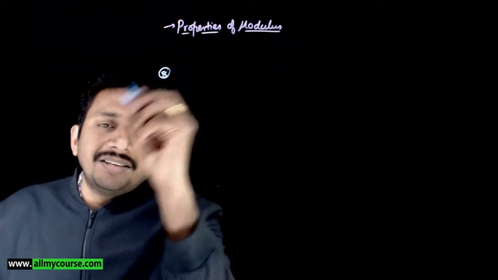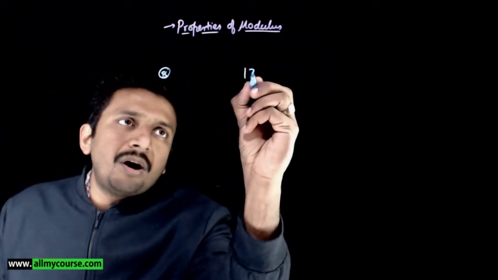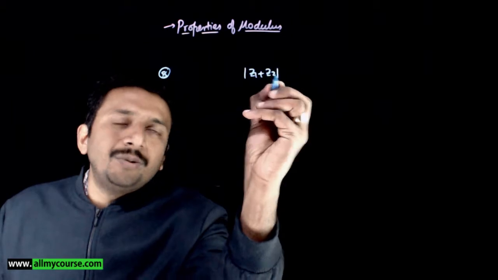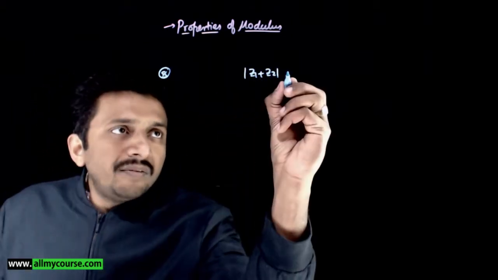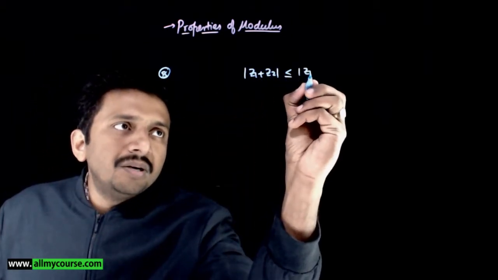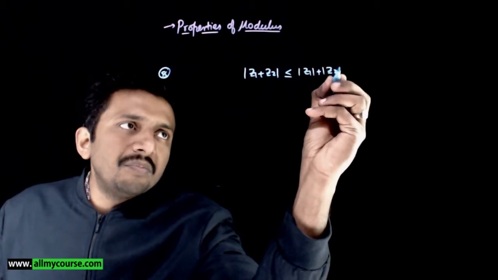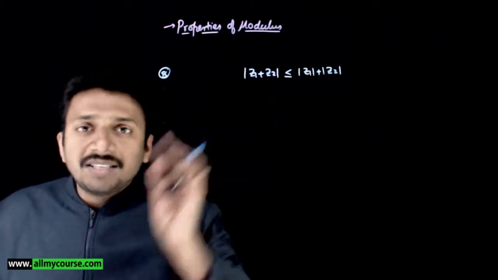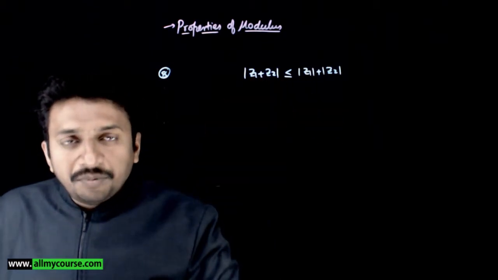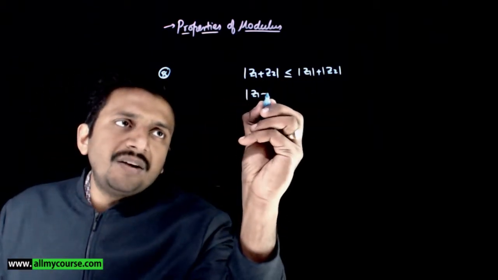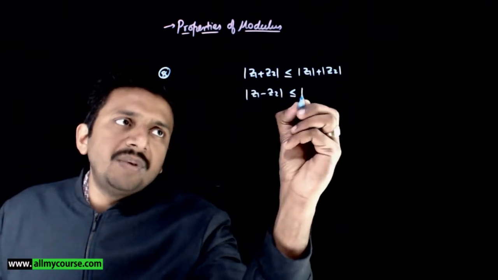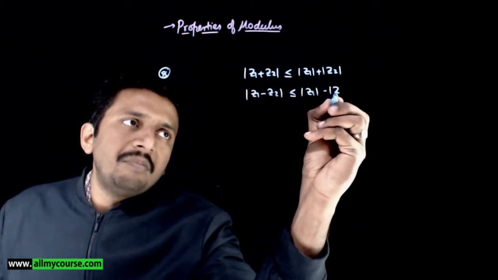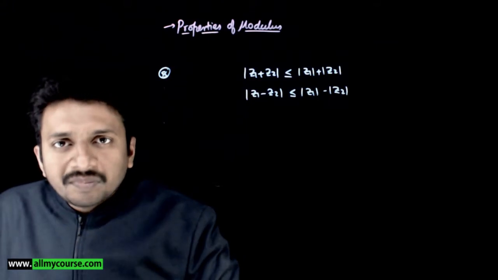So the next set of properties involve inequalities. The eighth property is that modulus of Z1 plus Z2 is always less than or equal to mod Z1 plus mod Z2. Similarly, mod of Z1 minus Z2 will always be less than mod Z1 plus mod Z2.